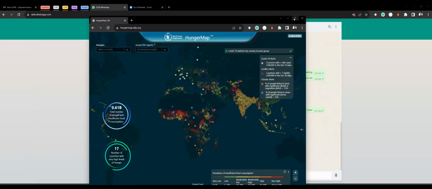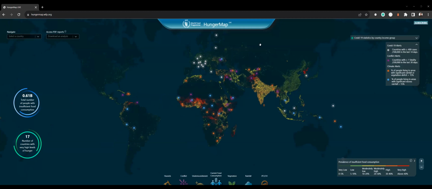Can you see my screen? Yes, we can. Can you see this map? Yes, we can. Okay, cool. I'm just trying to show an example of a dashboard that was developed by World Food Program to show the global hunger map.